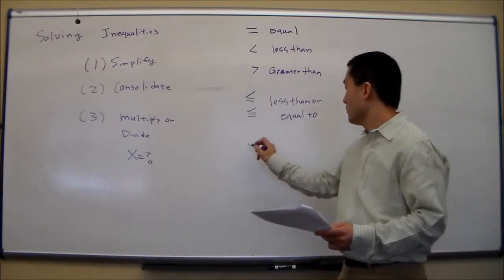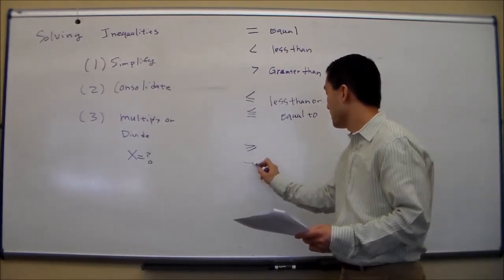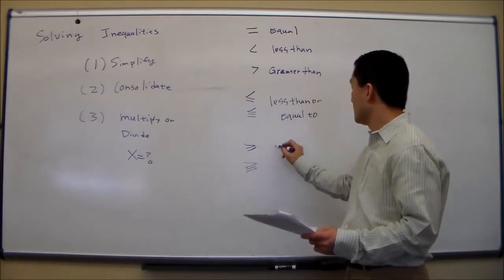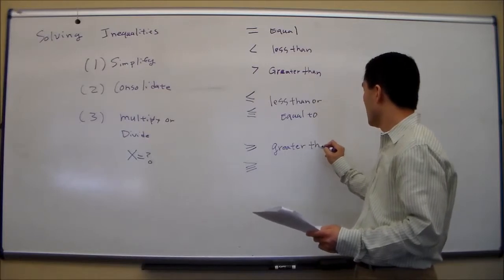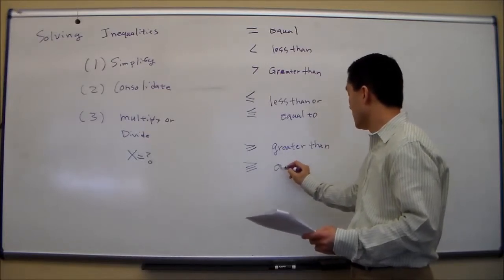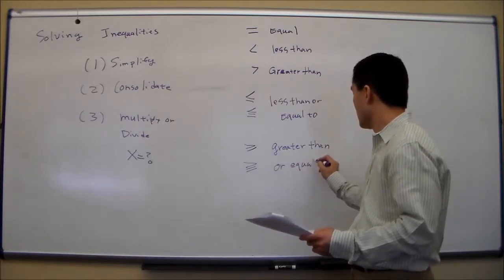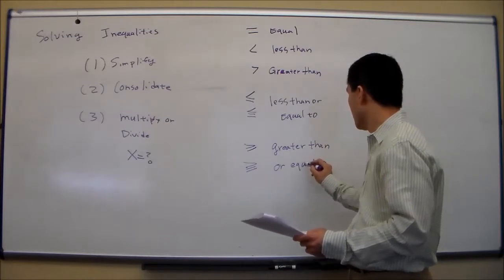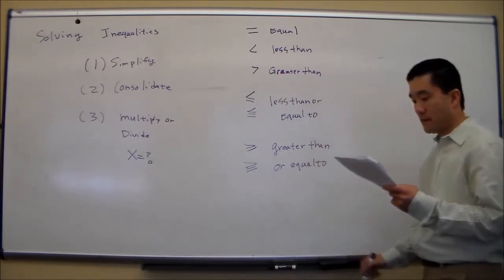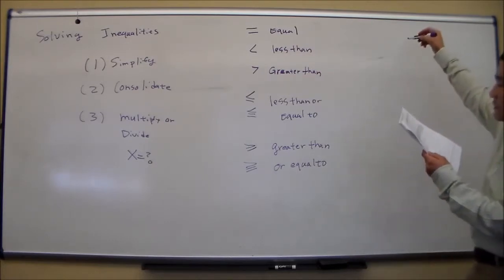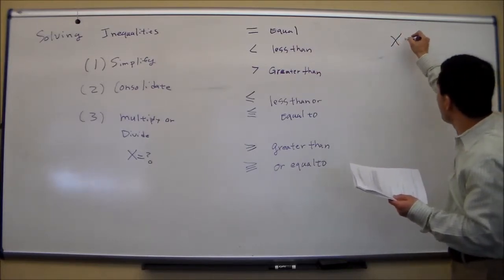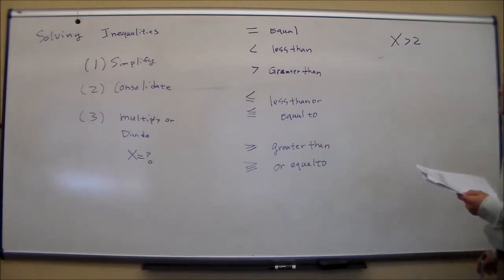Same thing the other way. This is greater than or equal to. So if I write something like this, this means that the x is greater than 2, but not equal to 2.